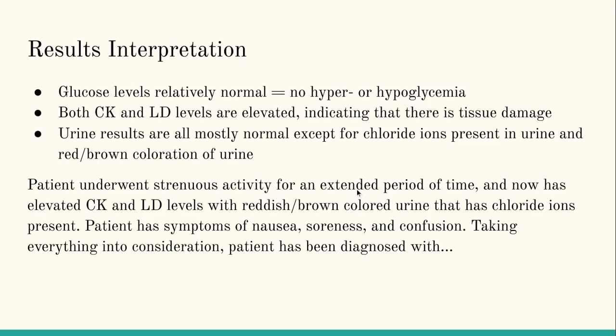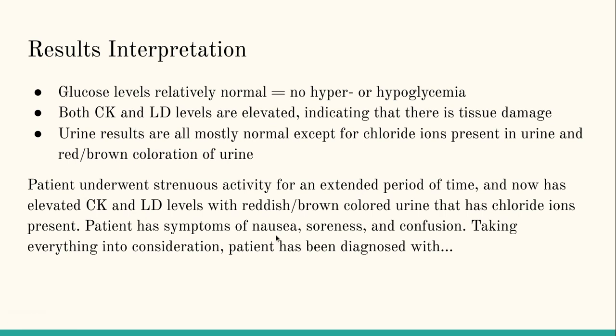So, with all of this evidence, we see that the glucose levels are relatively normal, so there's no hyper or hypoglycemia. Both creatine kinase and lactate dehydrogenase levels are elevated, indicating that there is tissue damage somewhere in the body. And the urine results are all mostly normal except for the chloride ions present in the urine and red-brown coloration of the urine.